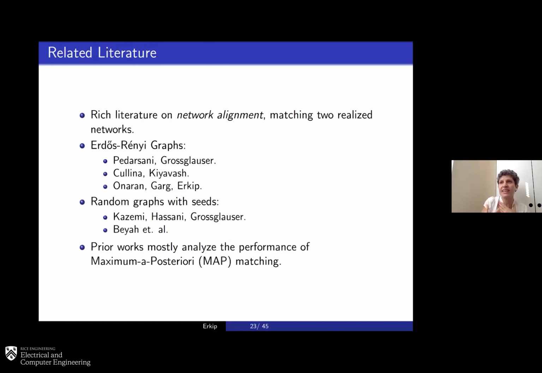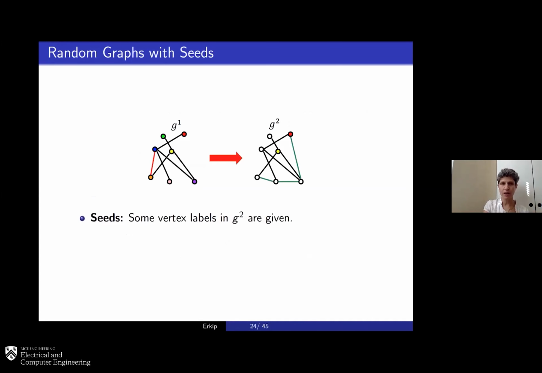Our approach is kind of thinking of these graphs as random graphs and using the stochastic nature to match them. In that context, there's been work by Pedersen, Gross-Glauser, Kulinya-Kiyabash, and from our group, for Erdős-Rényi graphs, where the edges are simple, binary edges, edge or no edge. And then there's been work on random graphs with seeds as well, which I'm going to talk a little more about. Most of these approaches analyze the performance of the optimal matching strategy, which is maximum a posteriori matching, which on one hand is optimal, on the other hand, its performance is difficult to analyze. And we're going to see that a different approach can lead to more tractable results.